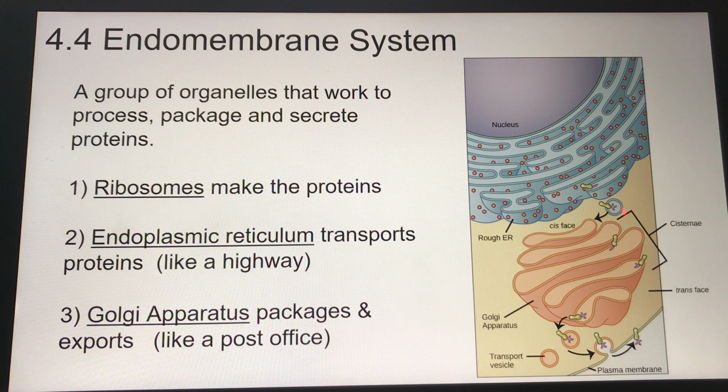Note that they go into these little vesicles before they go into the Golgi, and then they're packaged again in a little vesicle before they go out. The part of the Golgi where they enter is called the cis phase, and the part where they exit is called the trans phase. That's just a way to distinguish between where they enter and where they exit.